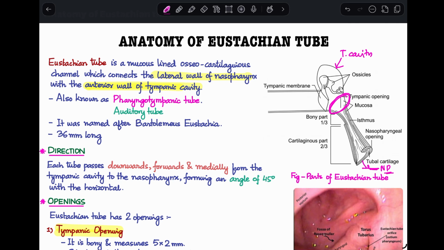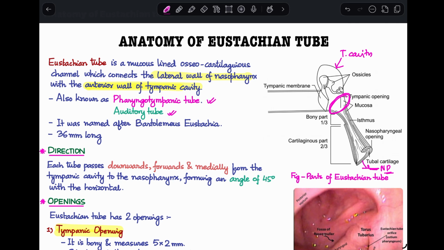Now this tube has also been called the pharyngotympanic tube. Why is it known as the pharyngotympanic tube? Because it is connecting a part of the pharynx with the tympanic cavity. It has also been known as the auditory tube. This tube was actually named after Bartholomaeus Eustachius, as you can see from the name.